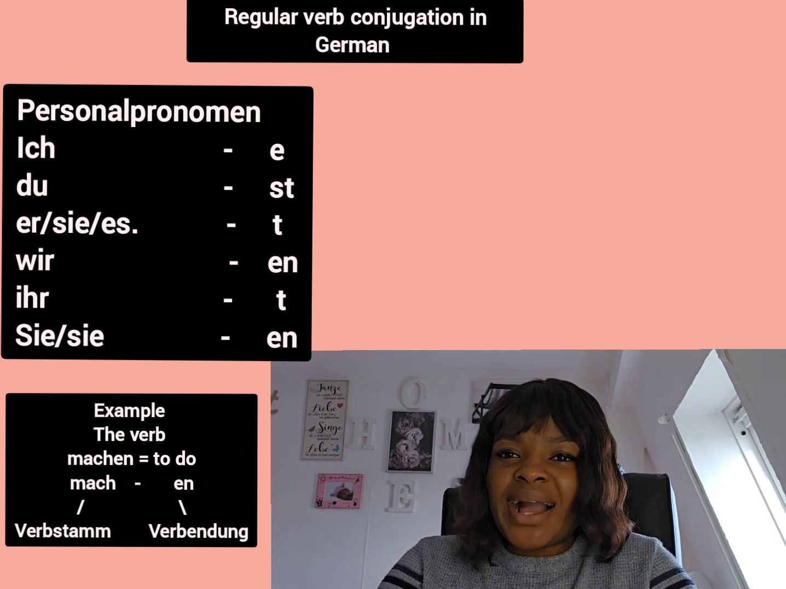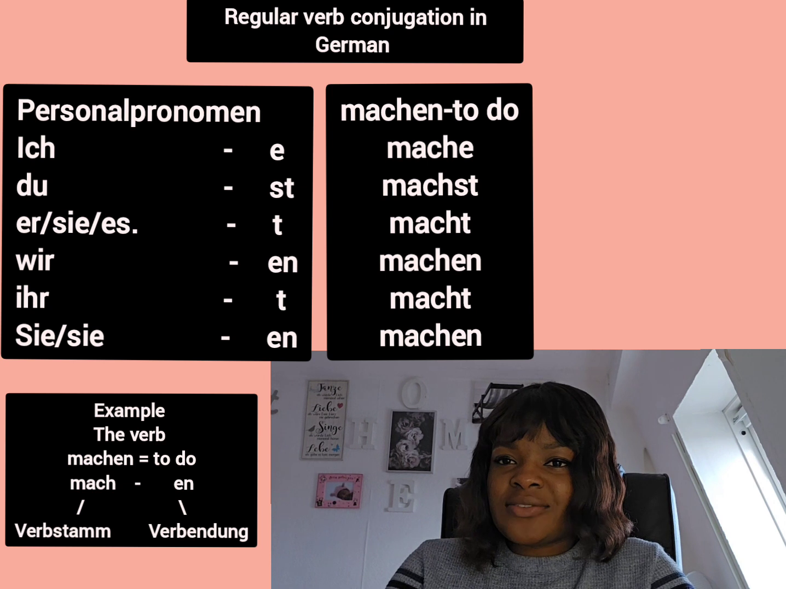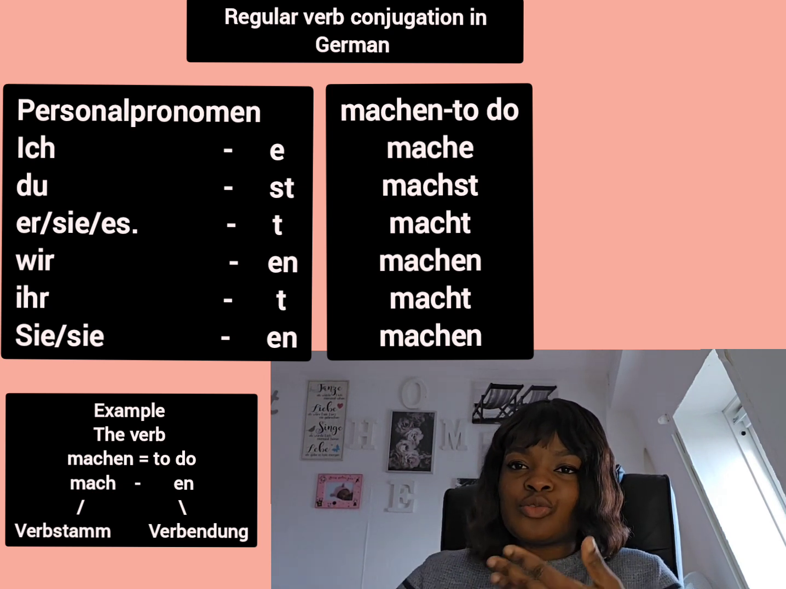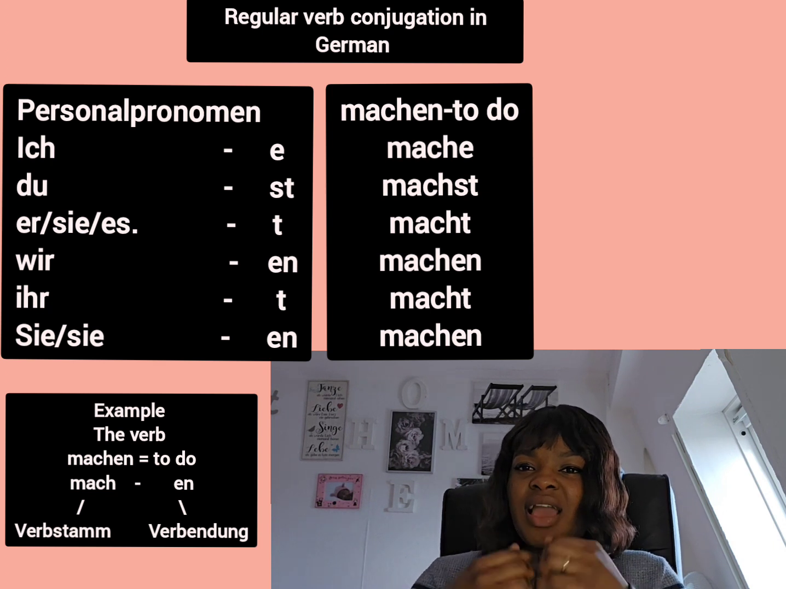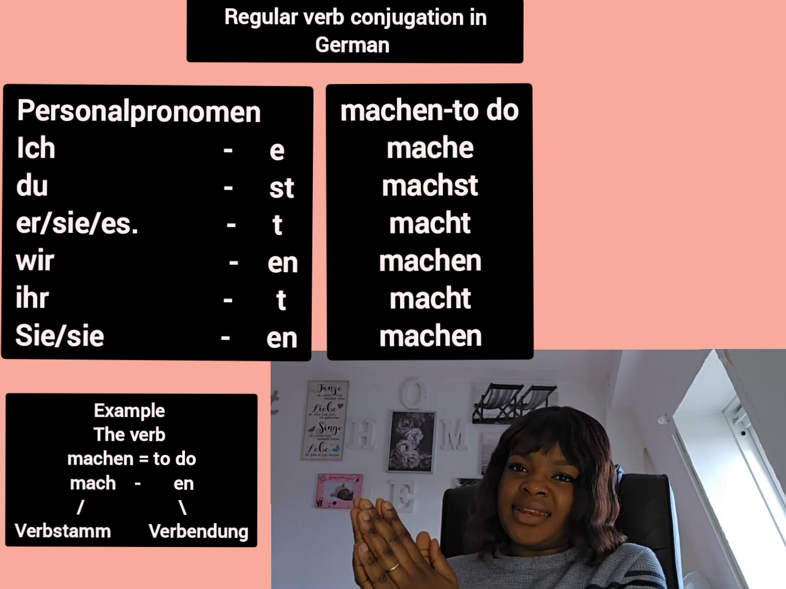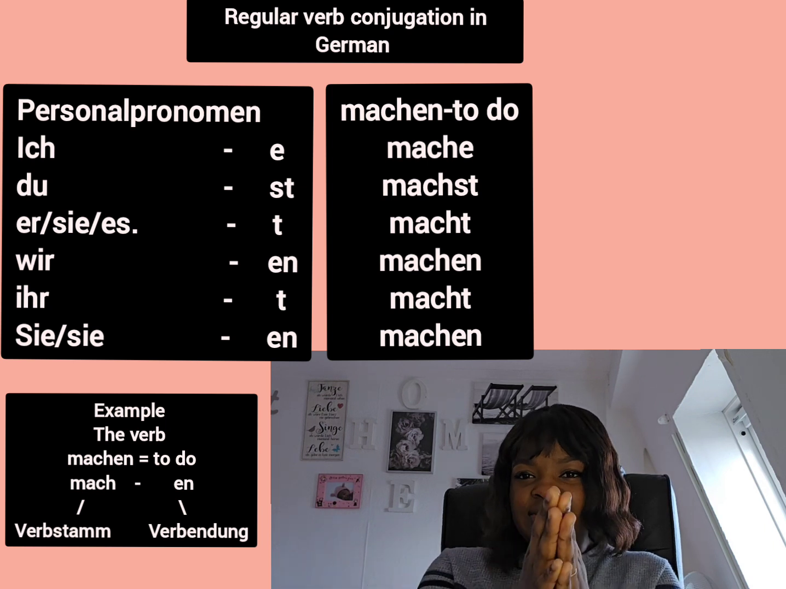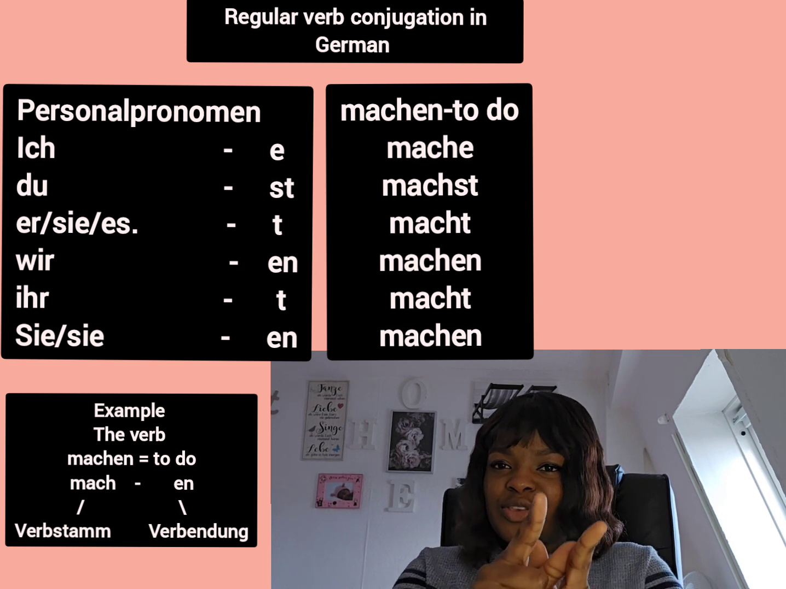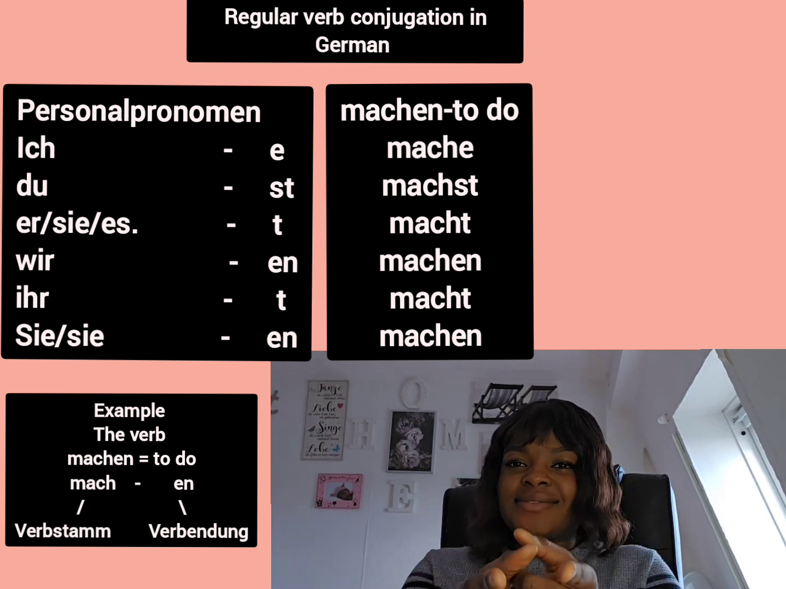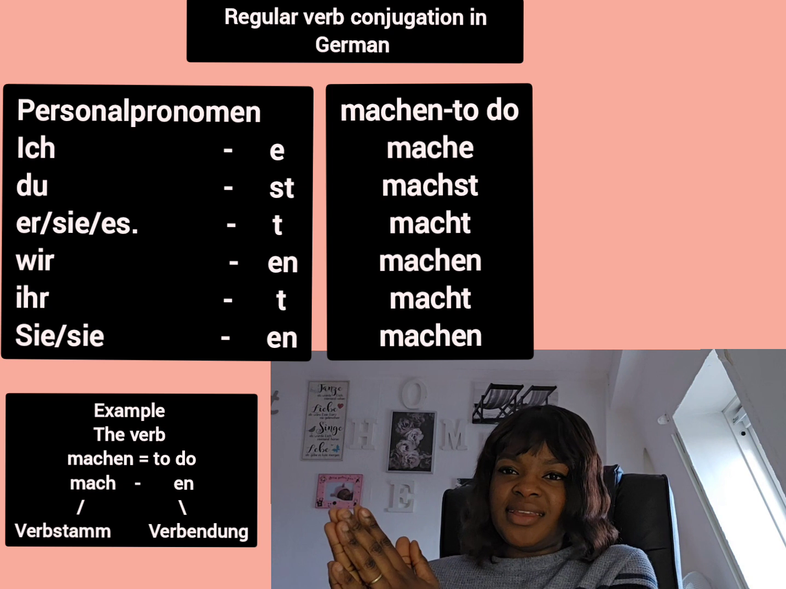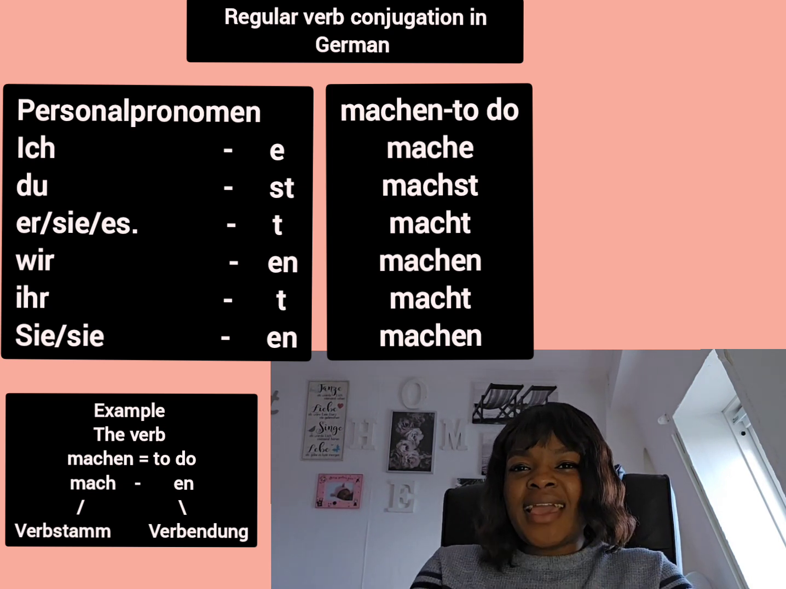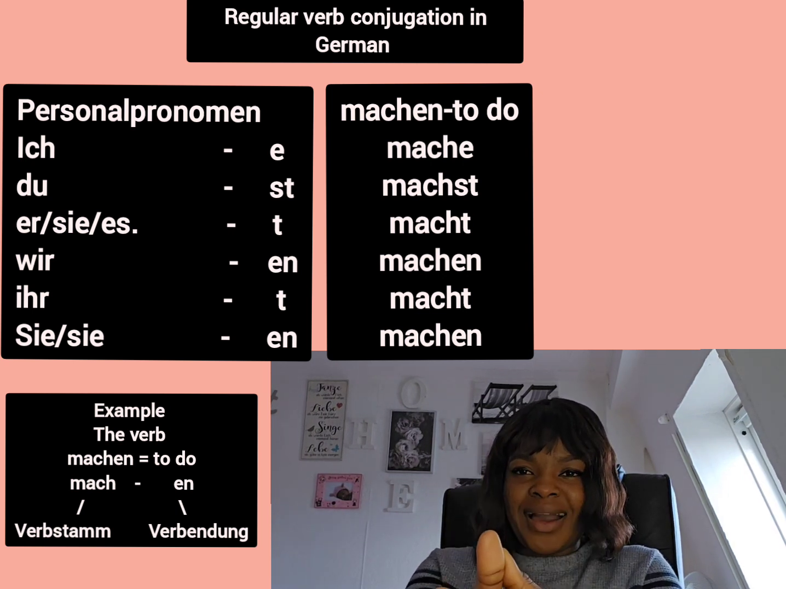Let's take the verb machen, the verb to do or to make something. Ich mache, you remove the ending en and add e to it. Ich mache. The second person, du, which means you, du machst. We remove the en ending from machen, and we add the st, which is the ending for the conjugation. Du machst.